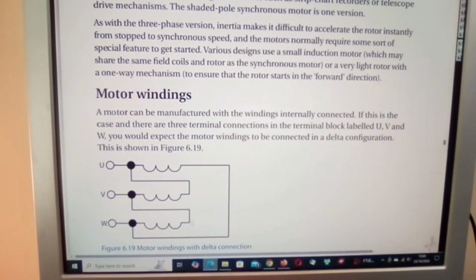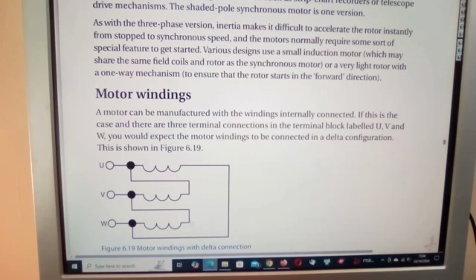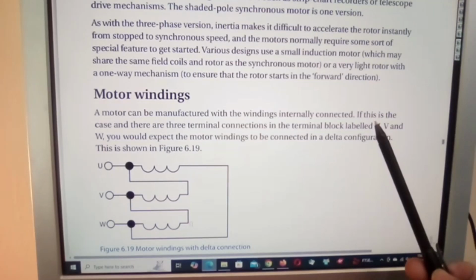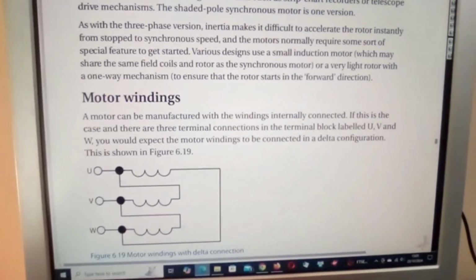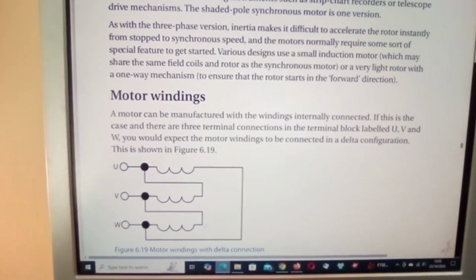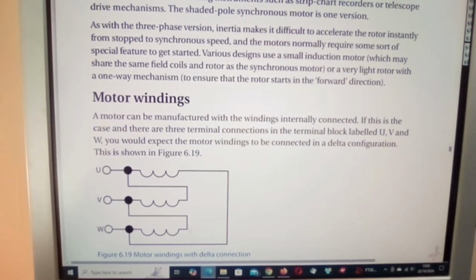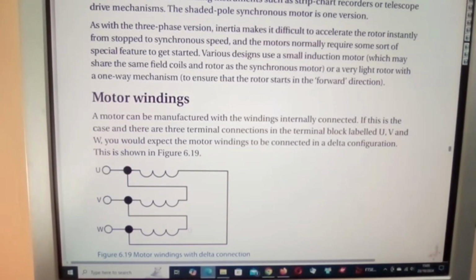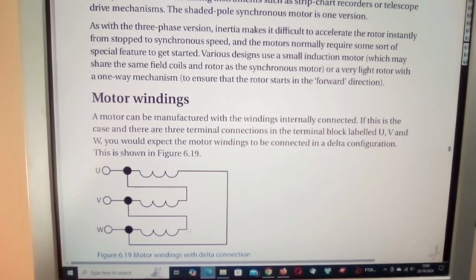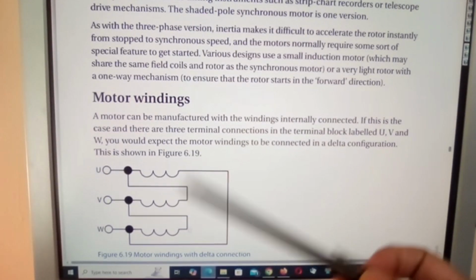A motor can be manufactured with the windings internally connected. If this is the case and there are 3 terminal connections in the terminal block labeled U, V and W, now be aware of any changes in regards to U, V and W in regards to the real world application. And again, be sure that you are consistent with the IEE regulations. Do not ignore that. It is your responsibility and it is your duty to ensure that you are concurrent with the IEE regulations at all times.